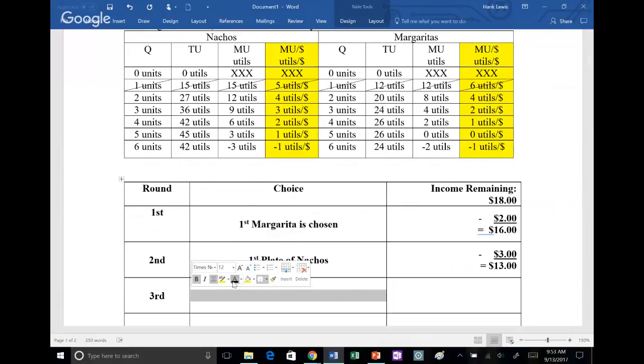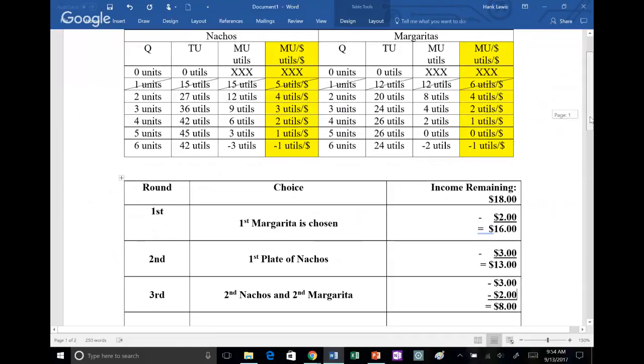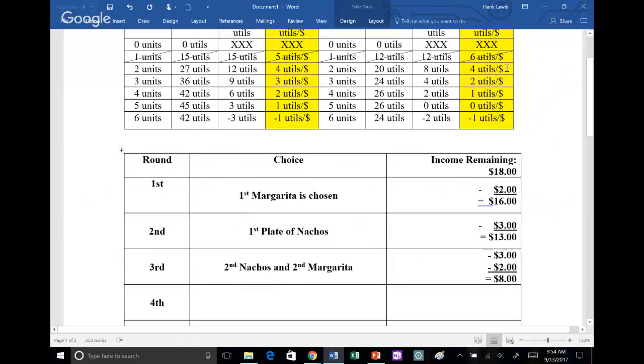So in round 3, you do not break it into 2 rounds. It's the same exact round, same time. This person buys the second plate of nachos and the second margarita. $13 minus $3 minus $2 is going to be $8 left. And notice we're itemizing this here. We want to keep track of which is which. And so the third round is done. And then let's just cross these out. They're now no longer available here.